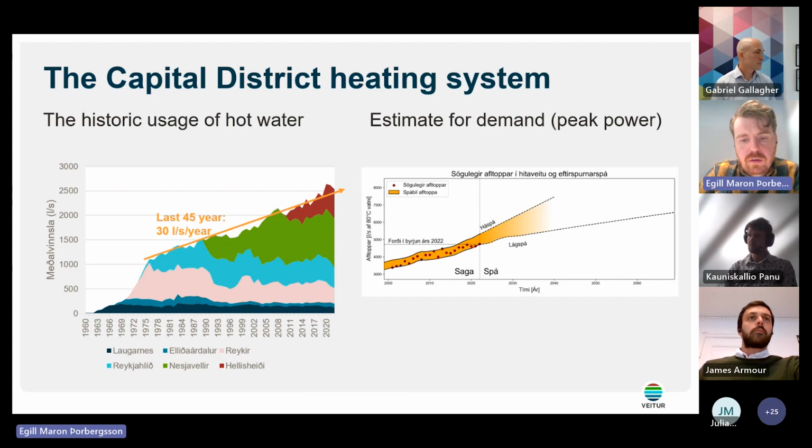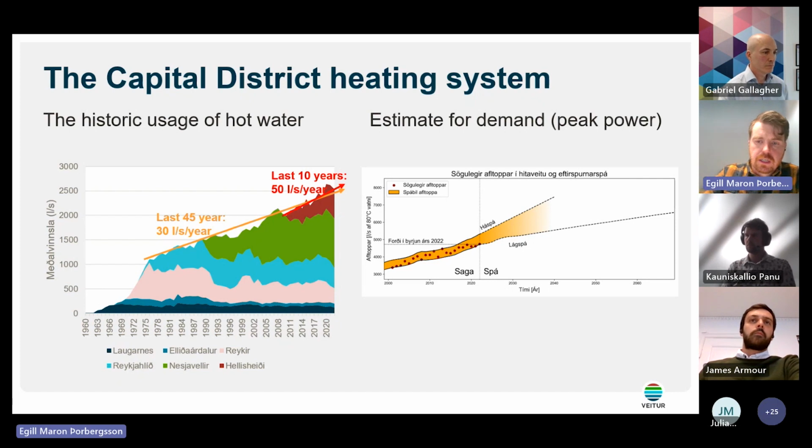The capital area is always increasing in size. We have large areas in development, and in the last 45 years, the increase in the average production was around 30 liters per second per year. That means in peak demand, it's around 70 liters per second per year, while in the last 10 years, the average increase in the average production was around 50 liters per second per year, which is around 120 liters per second in peak demand. So we are always looking for more resources and for the future demand.